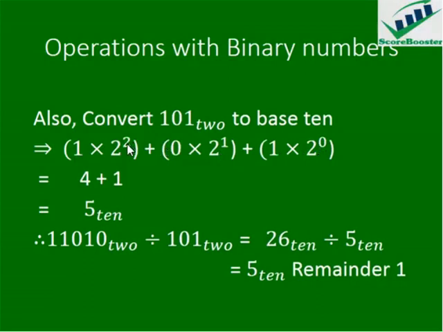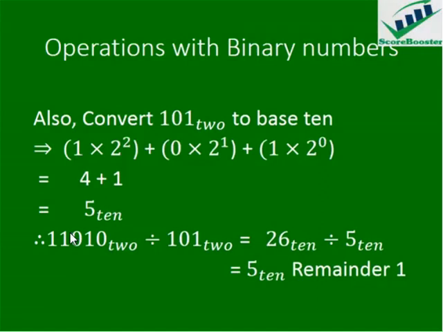So 2 raised to power 2 is 2 multiplied by 2, multiplied by 1 is 4. 0 multiplied by anything will give 0, that's why I did not bother to write anything. And 1 multiplied by 2 raised to power 0, you know any number raised to power 0 is 1. So 1 multiplied by 1 will give 1. 4 plus 1 will now be 5. So 101 base 2 is simply 5 in base 10. That is the natural number.